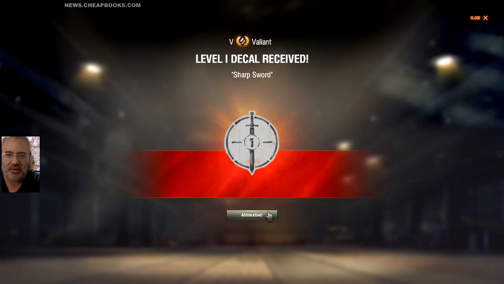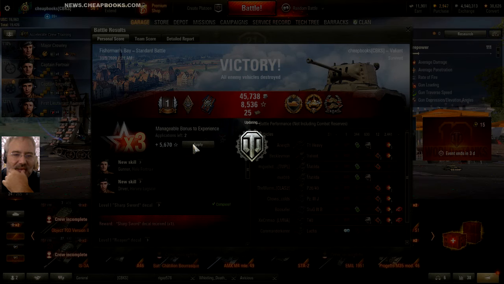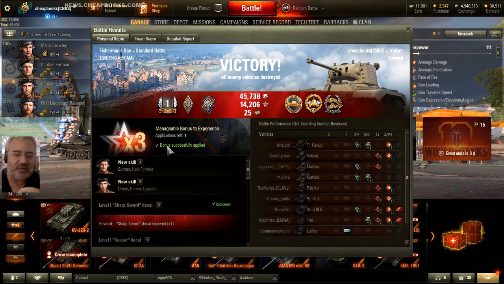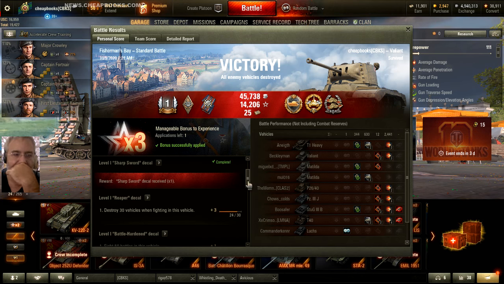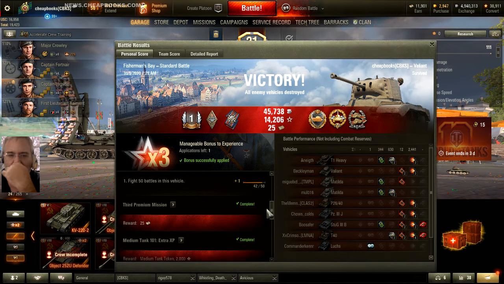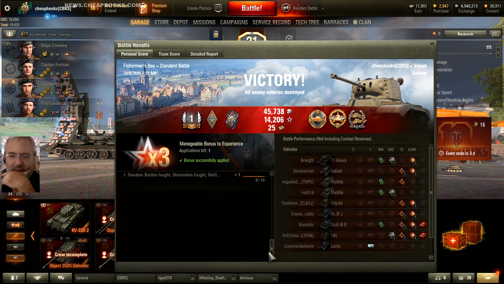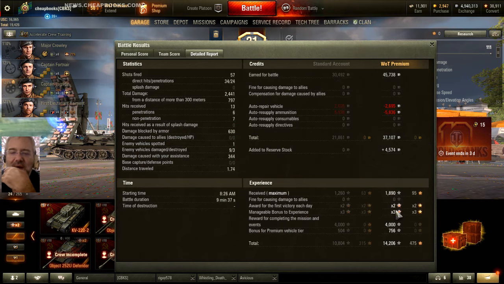Yeah, I got sharp sword. 5670, cool. So if it says 5670 and you hit apply, your crew skills, the EXP will go up 5670. I am going to take a little break while I review everything. So I got the times 2, which is the 1890 times 2, and I got the times 3.